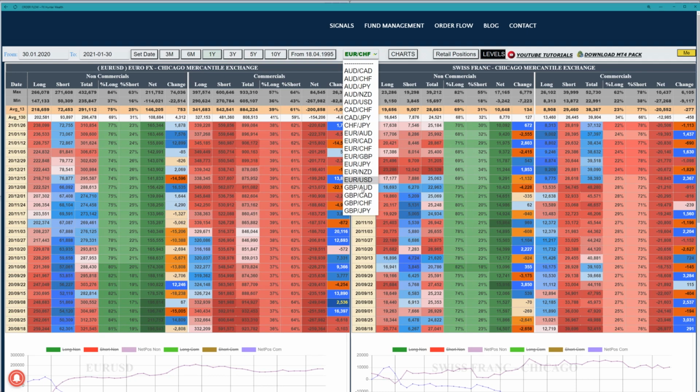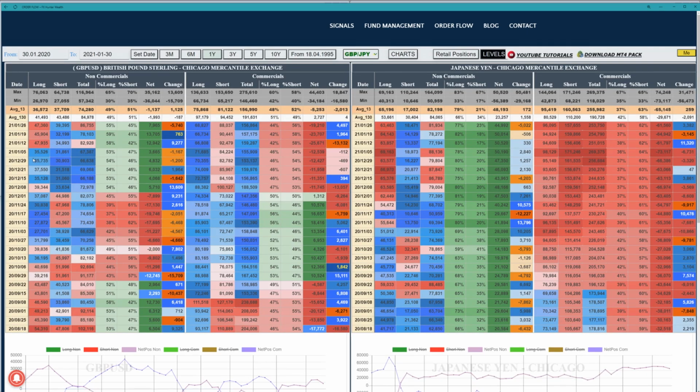What's going to be the next one? The pound. Let's bring the pound, and let's bring the pound yen. So here's the pound. We are seeing that the banks have been building their long positions, but then they close it, but they are still bringing in the shorts, right?